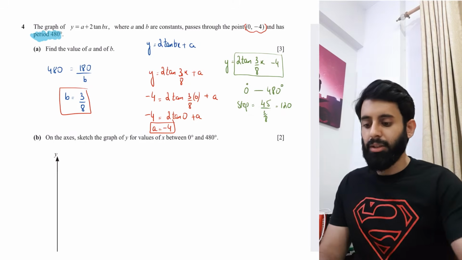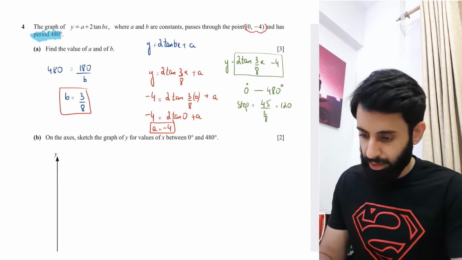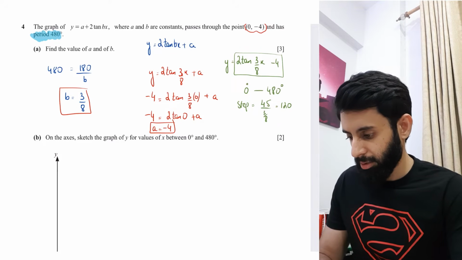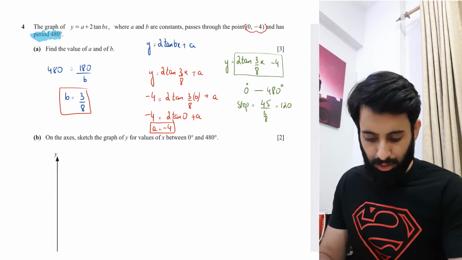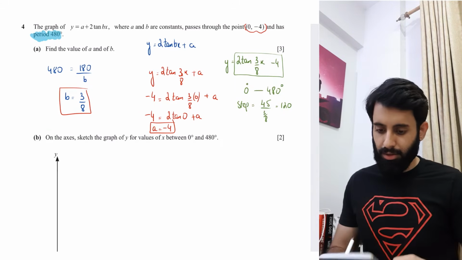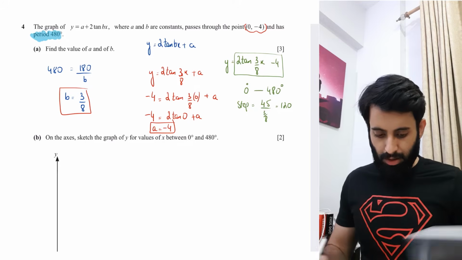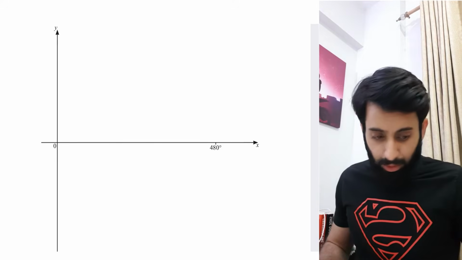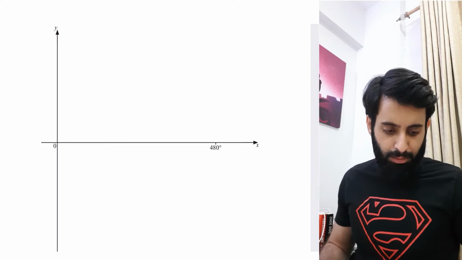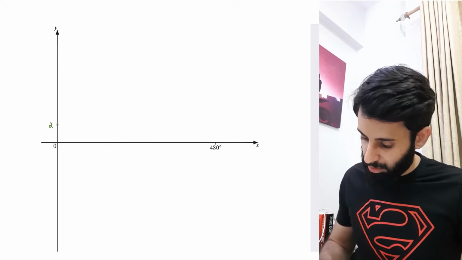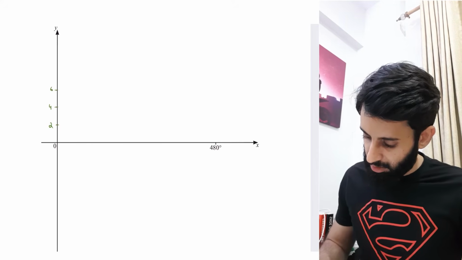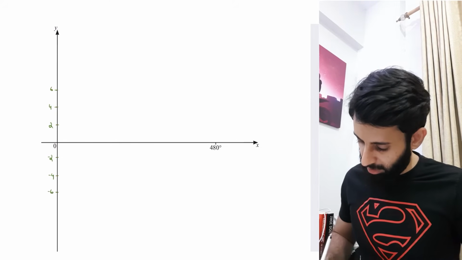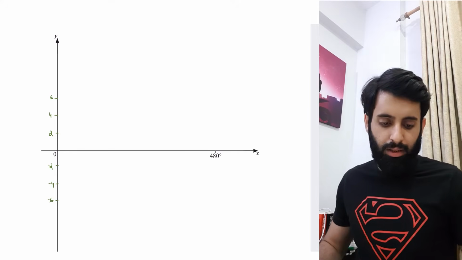You can do that manually or you can use your calculator. I would strongly suggest you use your calculator. So 2 tan, fraction inside the bracket 3 upon 8 alpha x, bracket close, minus 4. Start at 0, end at 480 please, and take a step of 120 degrees. Okay, so here's what we're looking at. Now one thing I probably should have done first is mark the values: 2, 4, and 6, and just like that, minus 2, minus 4, minus 6. It's a sketch, but again, try and be as accurate as possible.